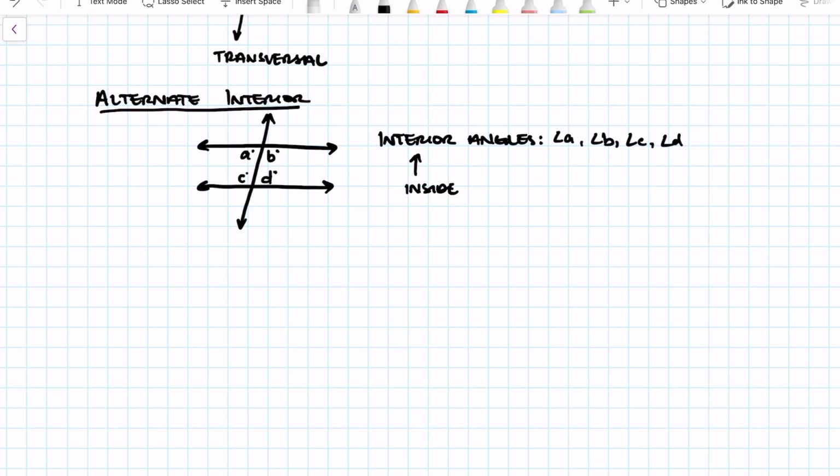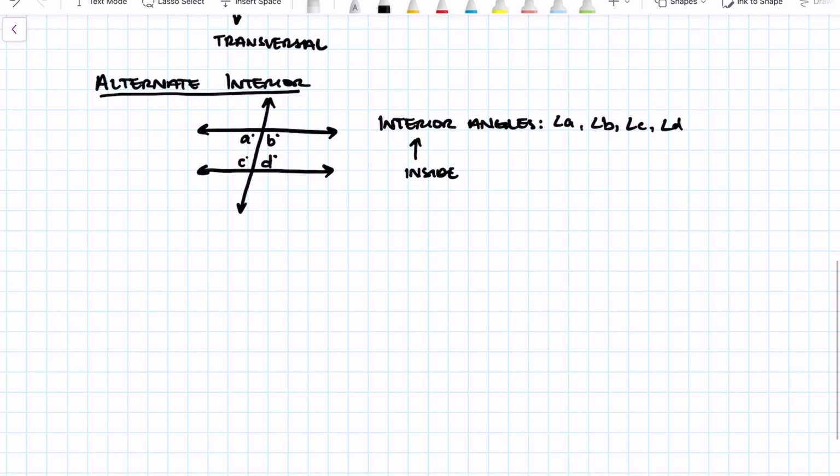Now, we know that there are some rules that we can come up with these. As you know, these angles right here, oh, I forgot to mention that they're parallel, so go ahead and add that. But you know that these angles are supplementary, so A and B are supplementary with each other, and so are C and D.